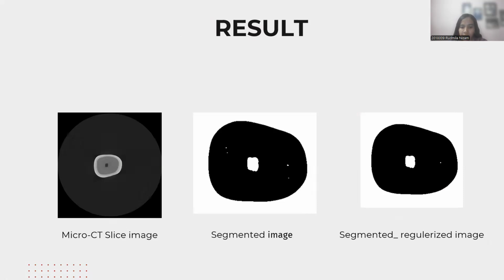Here is the result part. For the 2D process, we start from the raw micro-CT slice images, then isolate the canal region and remove the small object parts, and finally get a clean, smooth outline ready for 3D assembly.